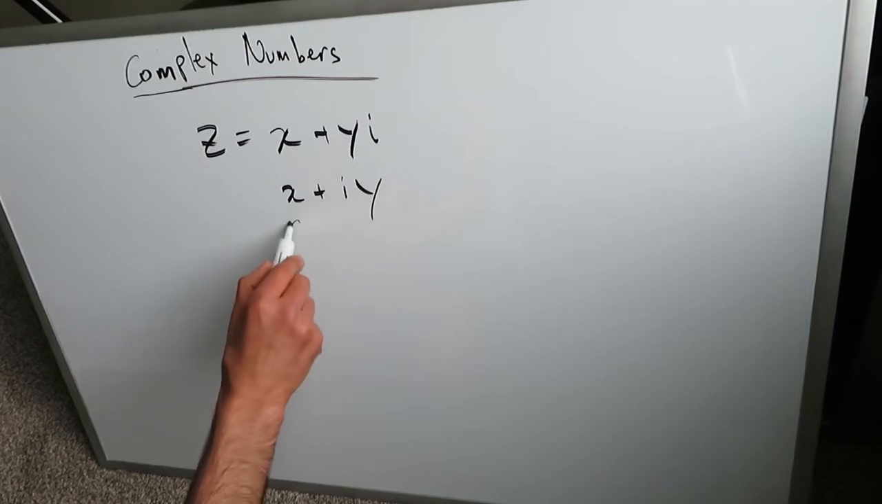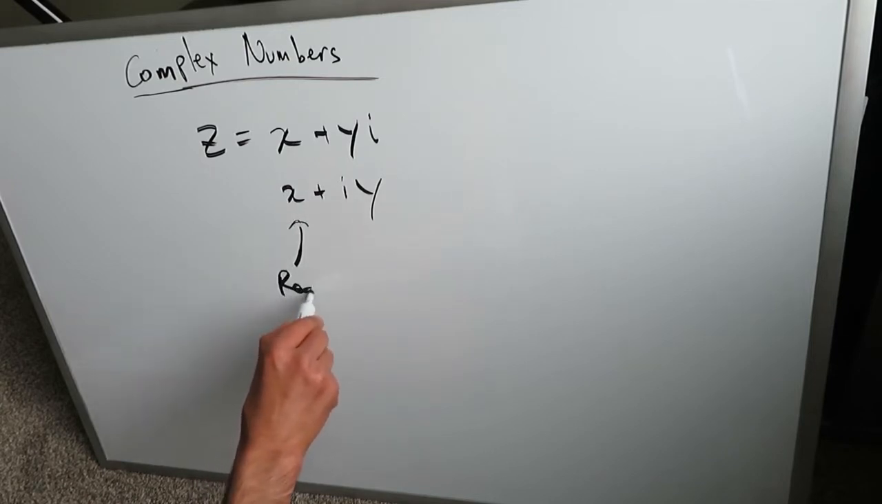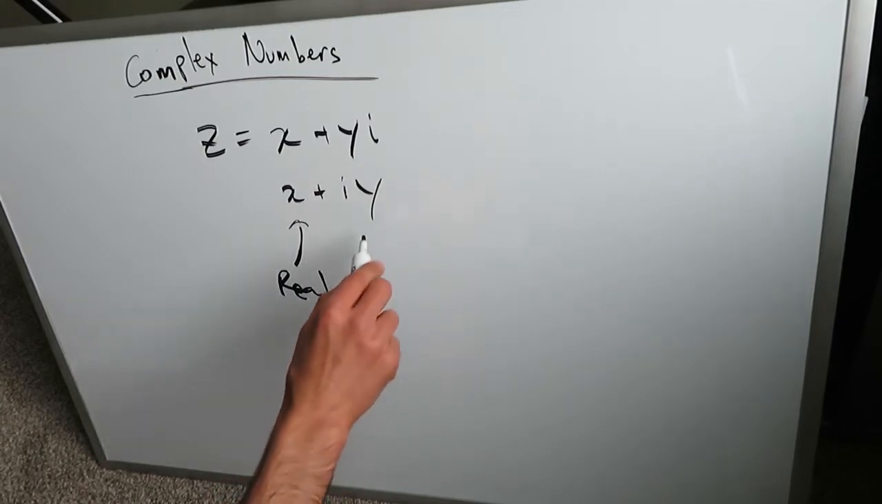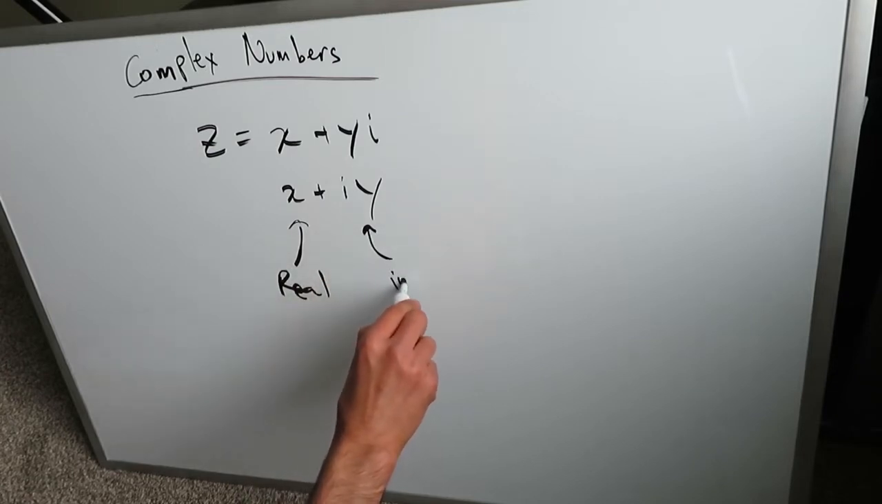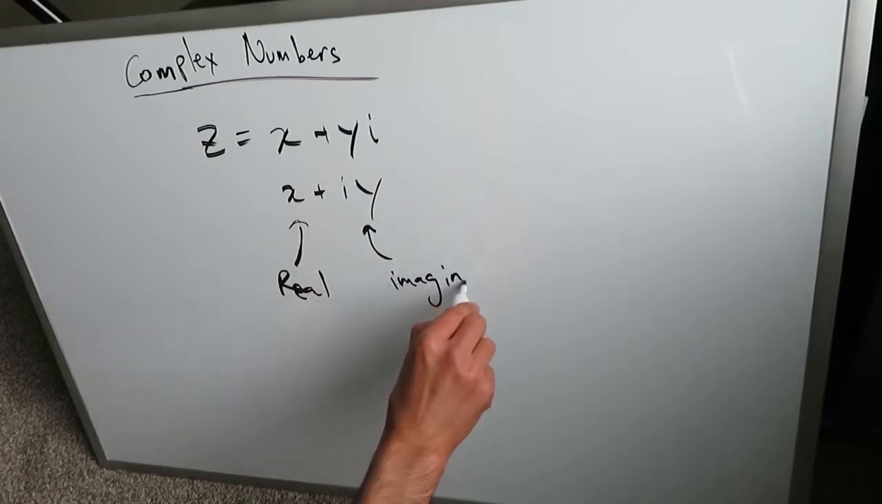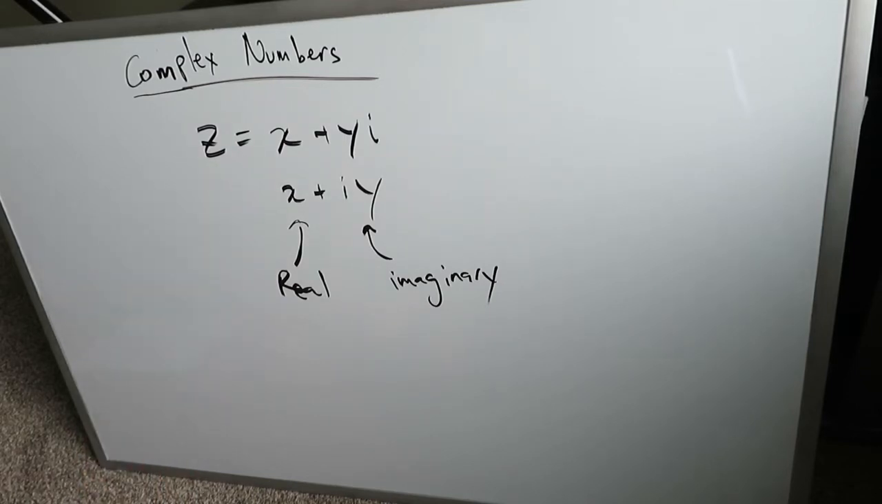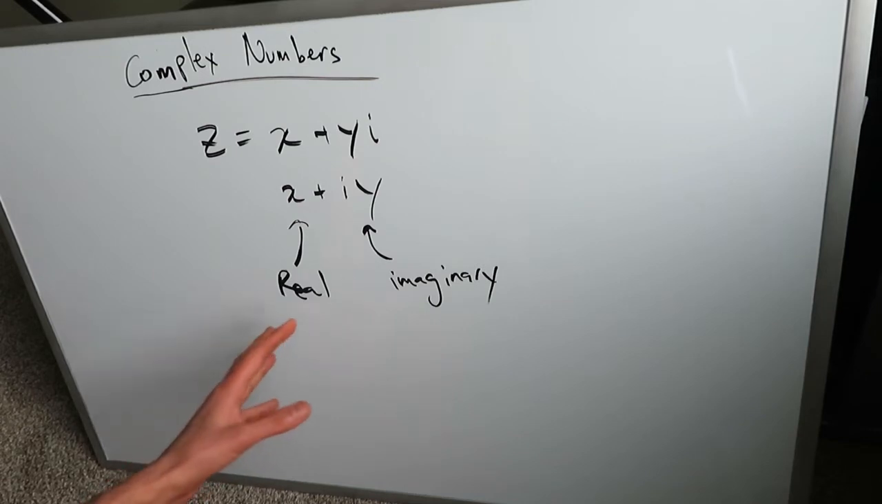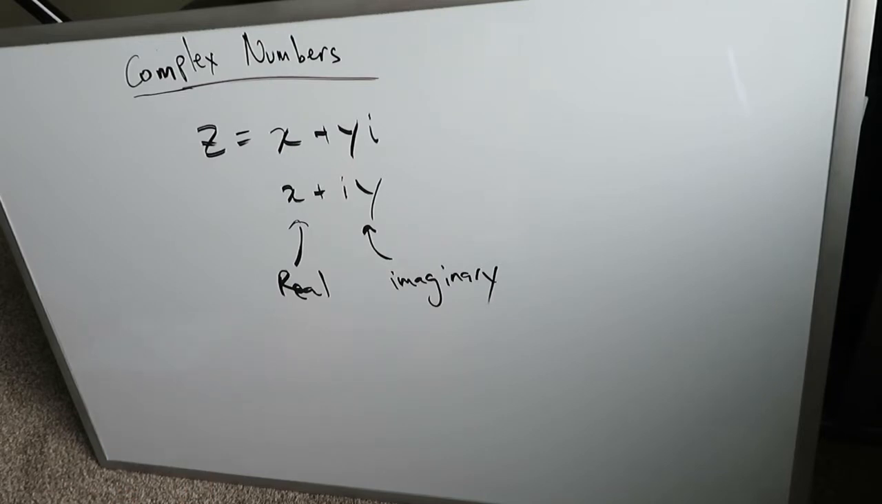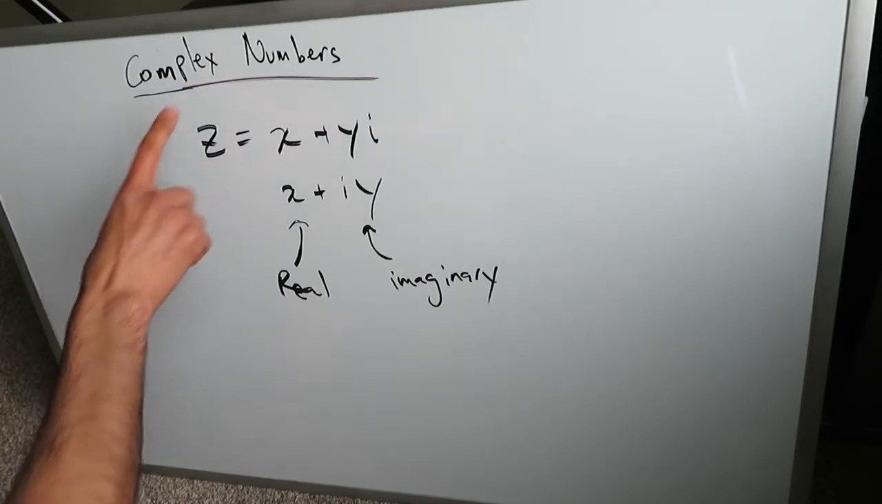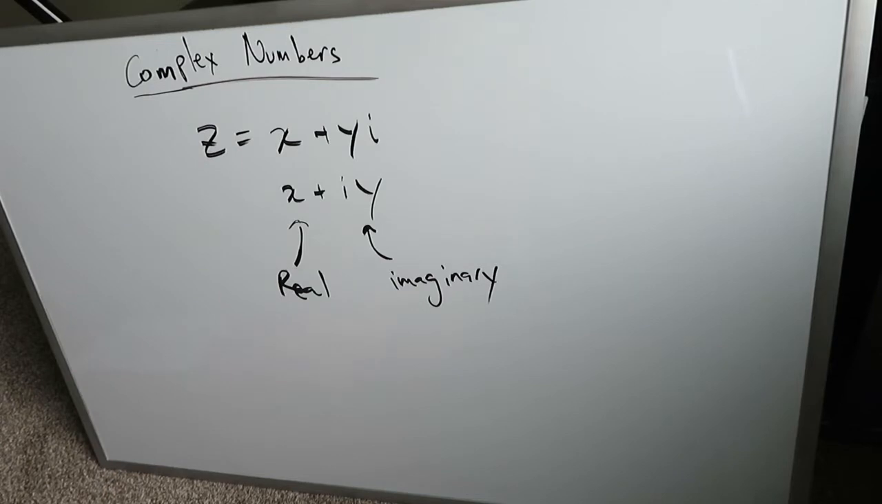But the x over here represents the real part, the real number part. And this portion over here represents the imaginary number portion. And z over here represents a complex number. So complex numbers are made up of two parts, a real part and an imaginary number. And the fact that they have these two parts is why they are called complex, because they're a composite of two different types.